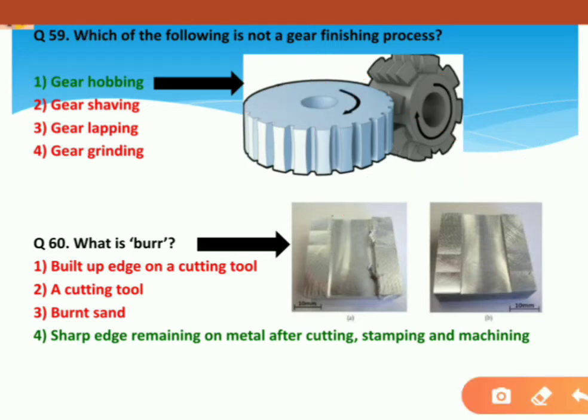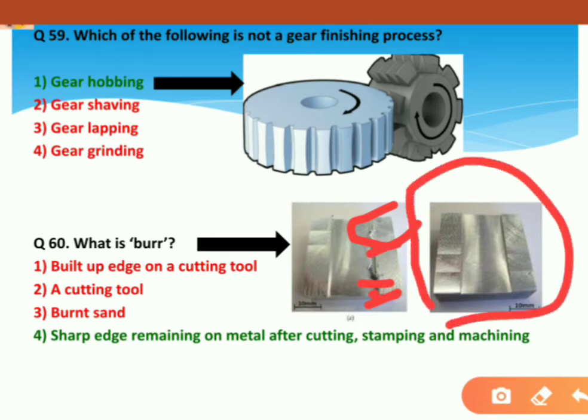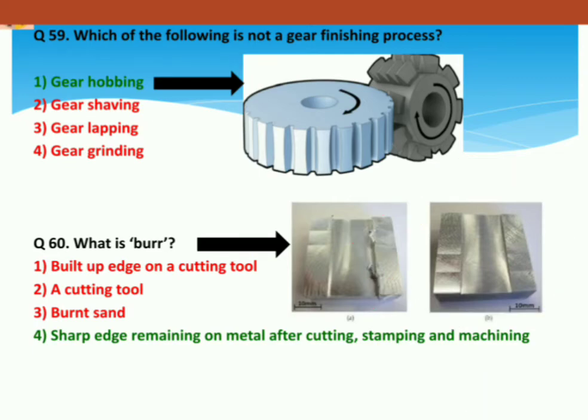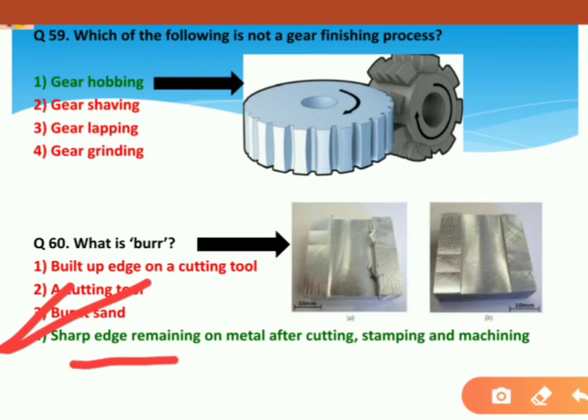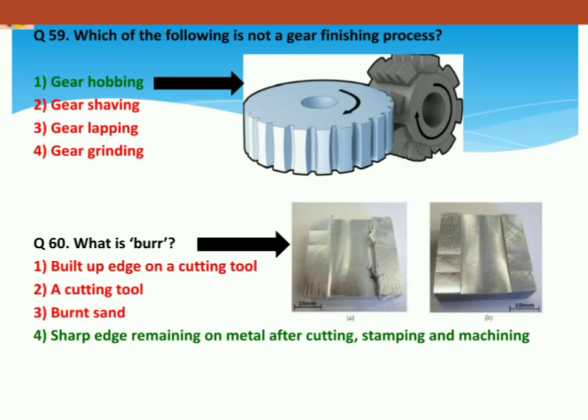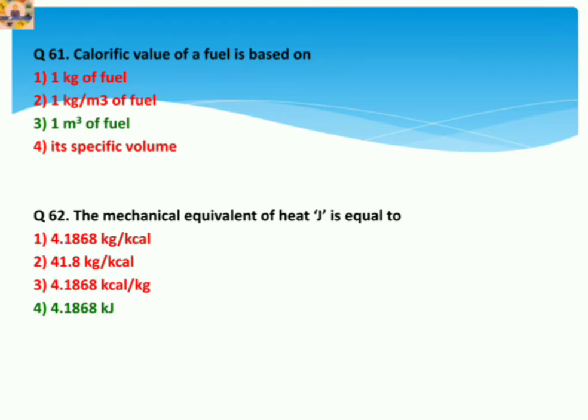What is burr? Burr is nothing but those unfinished edges. You can see after machining those unfinished edges have remained, but you can see for figure B it's a finished product. So here option 4 will be the correct answer. Sharp edge remaining on the metal after cutting, stamping and machining. So let's proceed to next question 61.